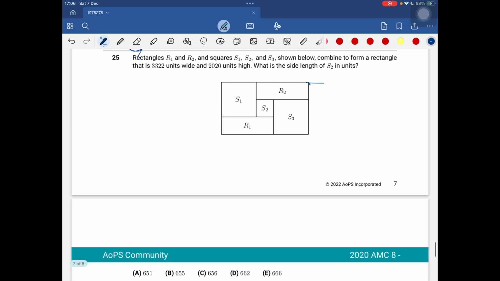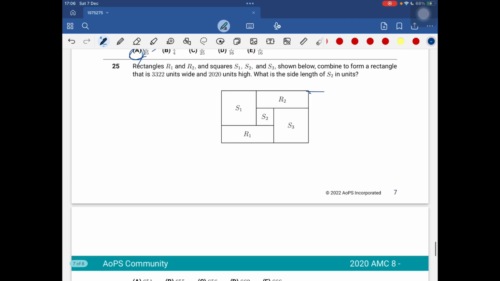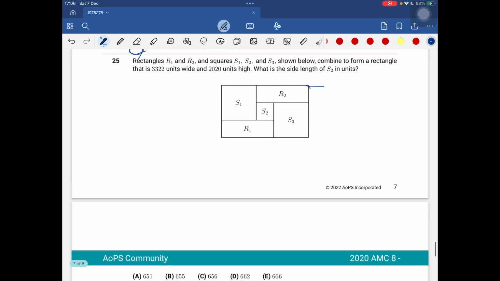Number 25. Rectangle R1, R2, and so on. Side lengths of S2. Okay, so combining to form a rectangle, 3,322 units wide and 2,020 high. So what is the side length of S2 in units?